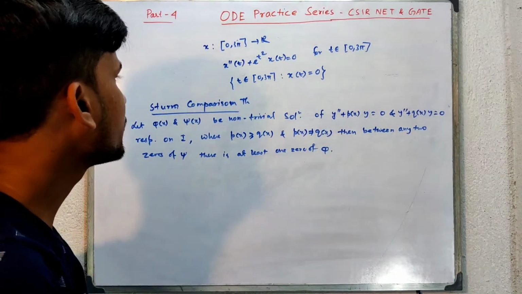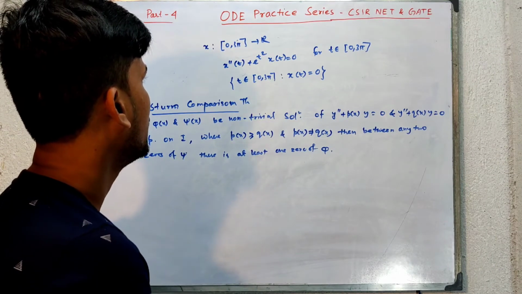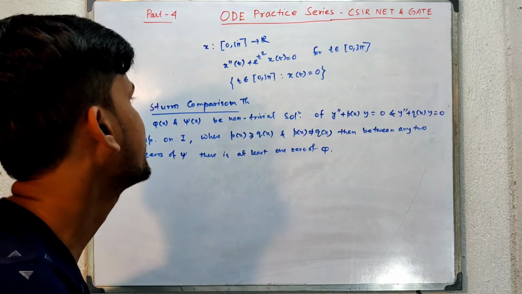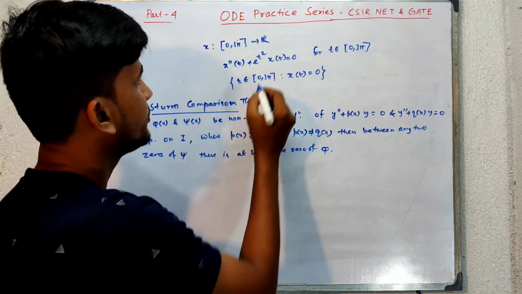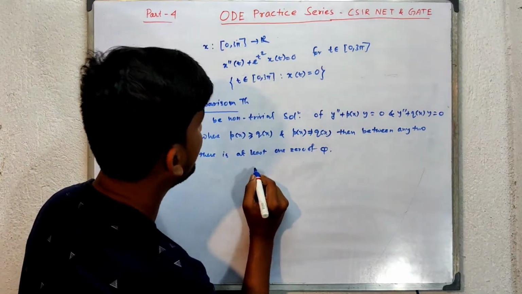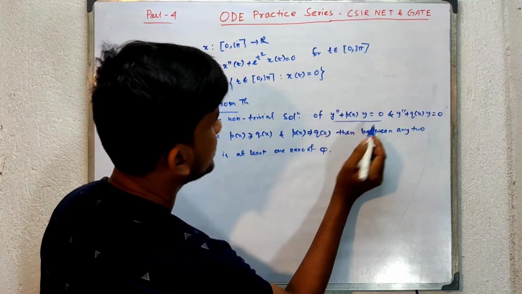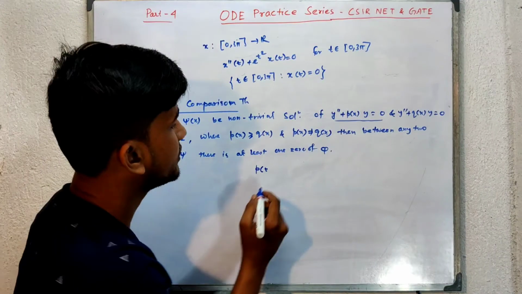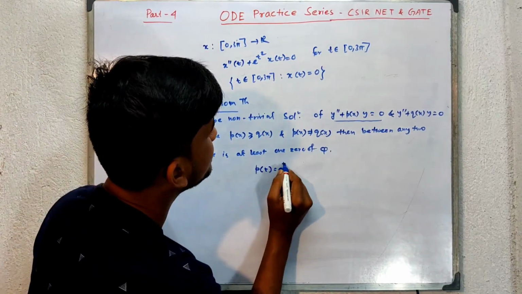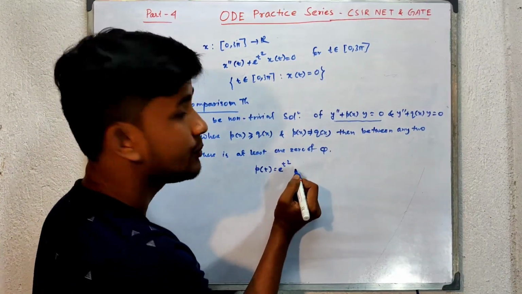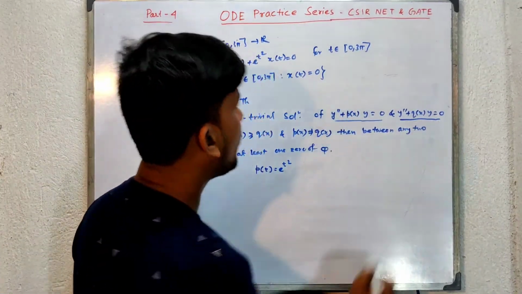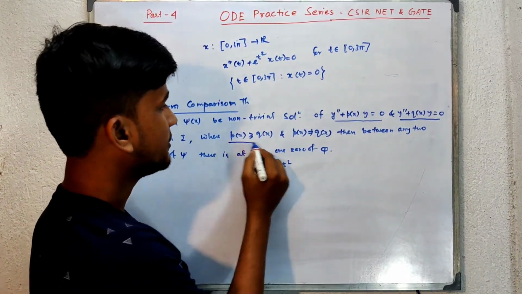Okay, so first it is given that x'' + e^(t^2) x(t) = 0. If we compare this equation with the standard form, we get p(t), and the variable is t. So p(t) = e^(t^2). Now we consider a differential equation of this form with these two conditions.